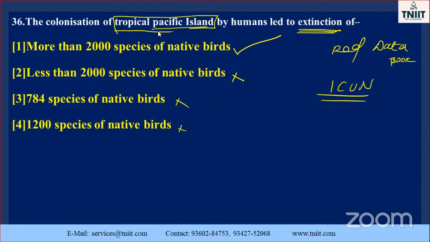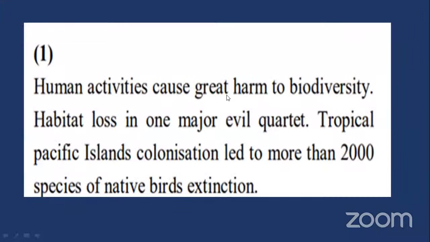Right. Human activities cause great harm to biodiversity. Habitat loss is one major evil quartet factor. Tropical Pacific island colonization led to more than 2,000 species of native birds going extinct, completely eradicated, completely nil in that particular area. How many? More than 2,000 species. That is the point.